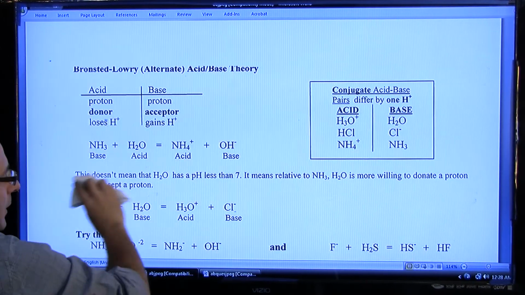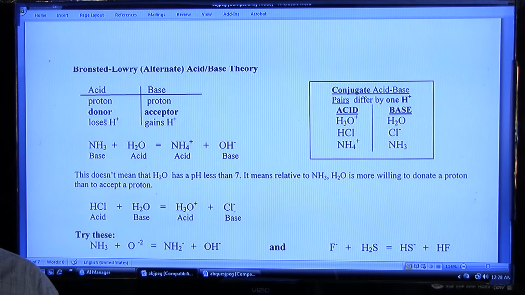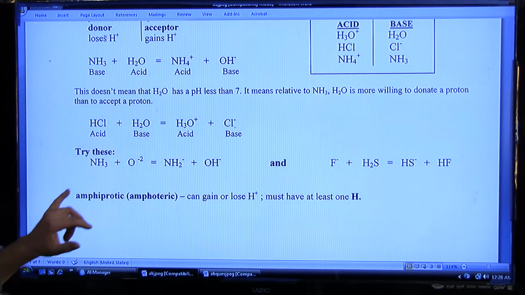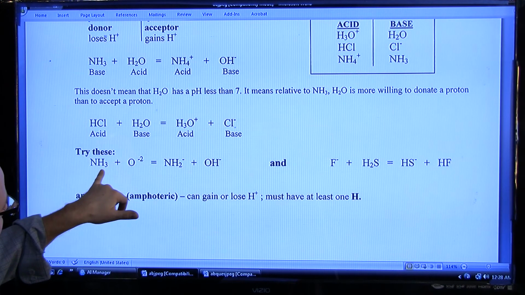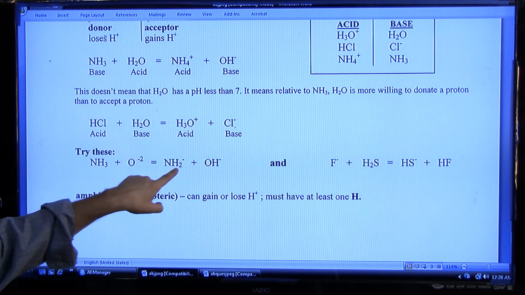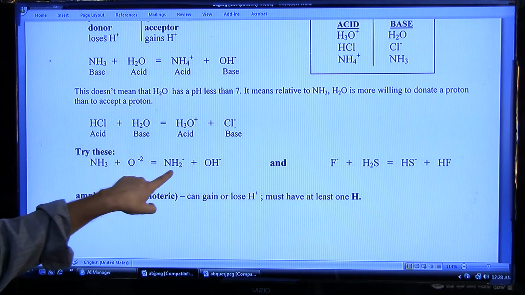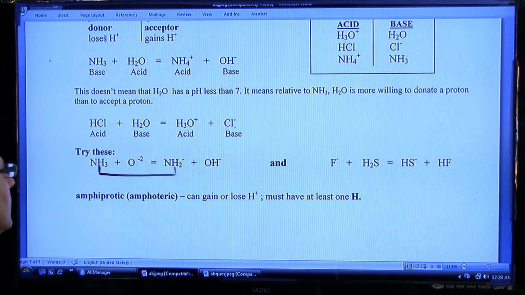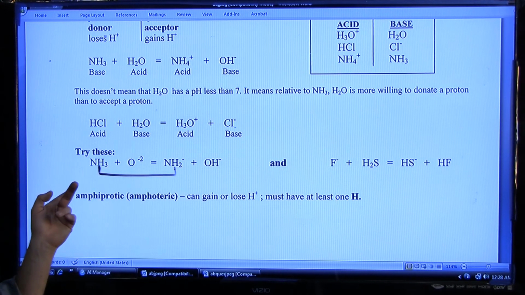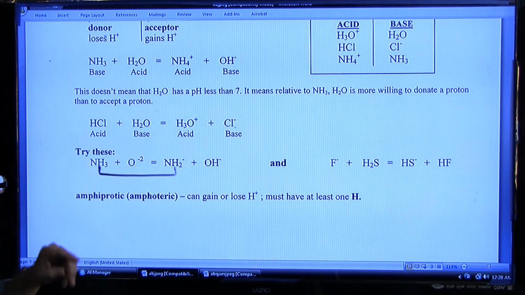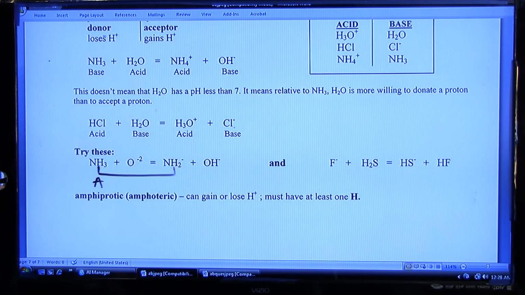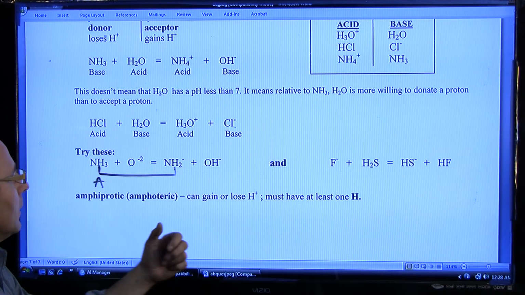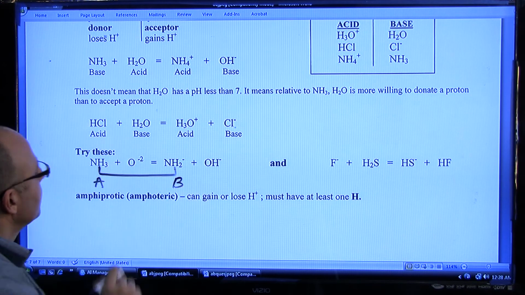Let's look at this example here, where I said try these. NH3 is coupled with NH2. These are the conjugates. You notice they differ by 1 H. And for the NH3 to become an NH2, it would have to lose an H. So if it's losing an H, that means the NH3 is acting as an acid, and its conjugate on the opposite side, in the reverse, would act as a base.